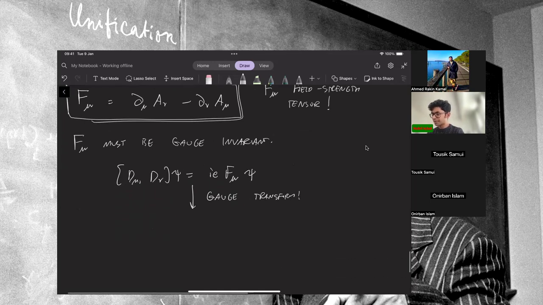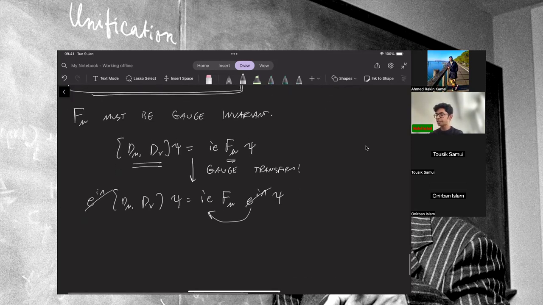And what happens? This is just a number. So you get i e F mu nu e to the i lambda times psi. And over here, we constructed this thing to transform nicely under gauge transformations, which means that the e to the i lambda comes out on the left-hand side. And so we see that this equation makes sense if you can just take the lambda through without changing the F, which means that F mu nu must be gauge invariant.